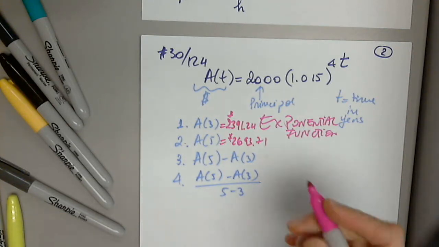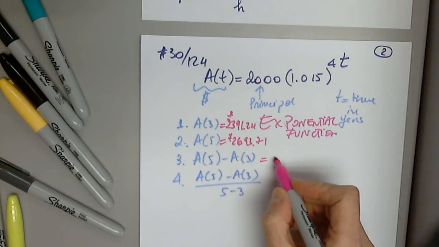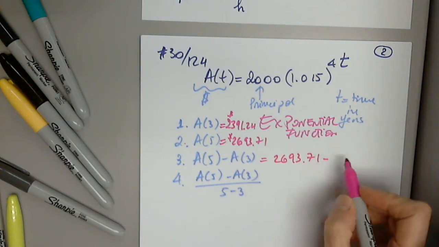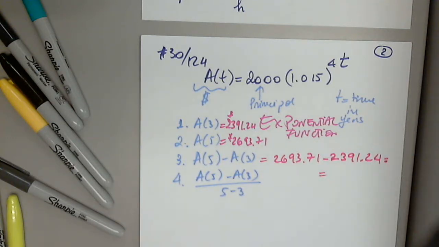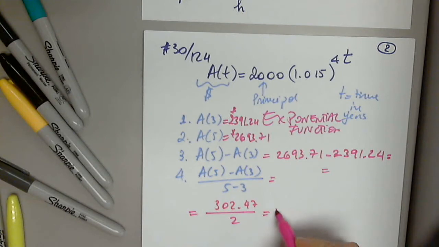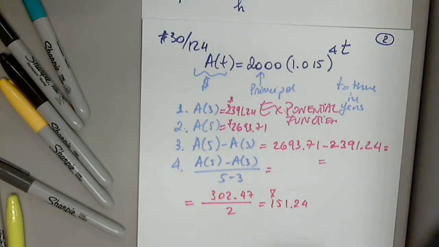Okay. So now the difference between the two is 2693.71 minus 2391.24. And then we have to divide that difference by 2. So what was the difference? $302.47. Very good. I trust you. So now divide that by 2. So we get 151.24 per year.